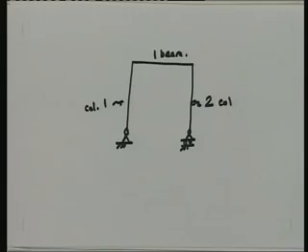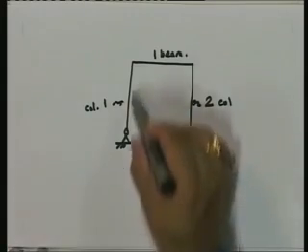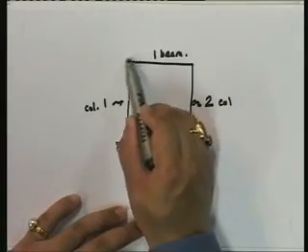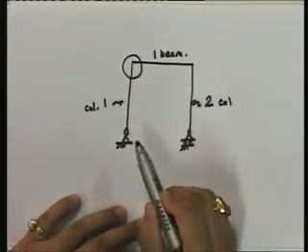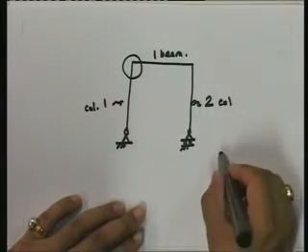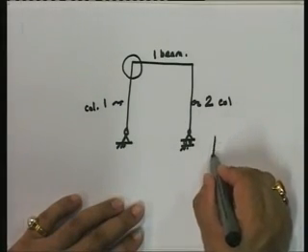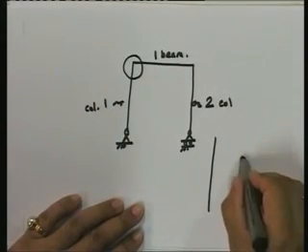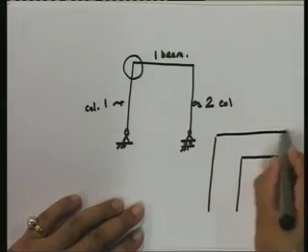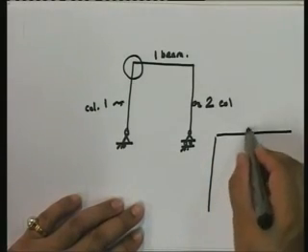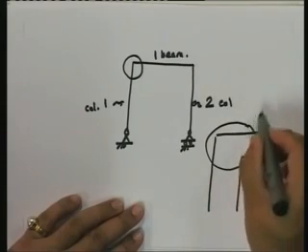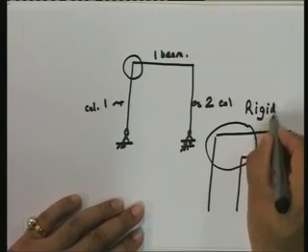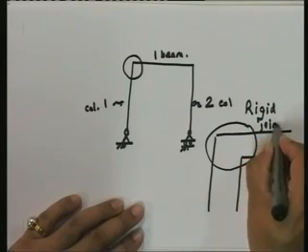Okay. So this is a plane frame where, if you look at this joint, the joint between the beam and column, if I draw it in reality, it looks like this. This is the column, this is the beam. This joint is a rigid joint.